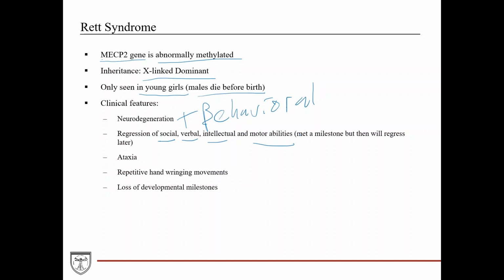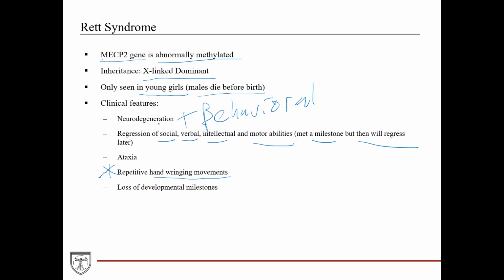What happens to these patients is that in the early stage of the disease, they undergo development, they'll even meet some milestones, but then they regress later, both in terms of neurocognitive function and also in terms of behavioral function. A characteristic of the disease is repetitive hand-wringing movements. So clasping hands, wringing hands, that's something you'll see a lot. Repetitively touching their face, other repetitive hand movements.